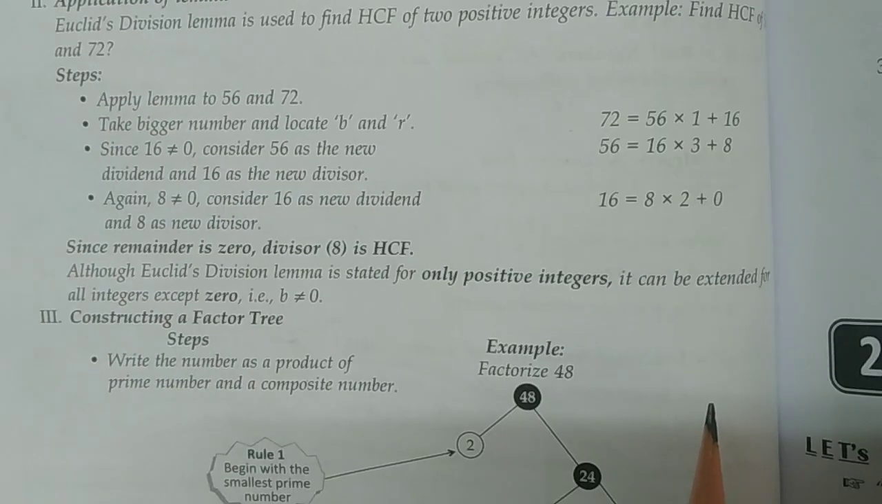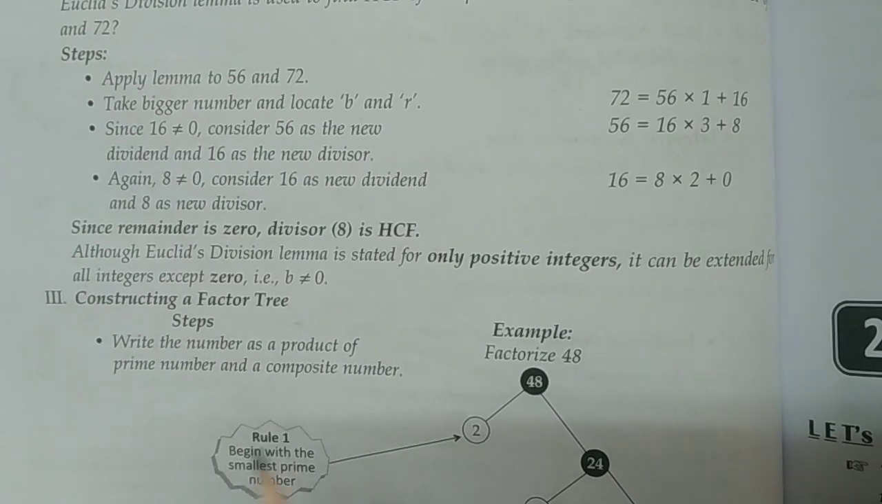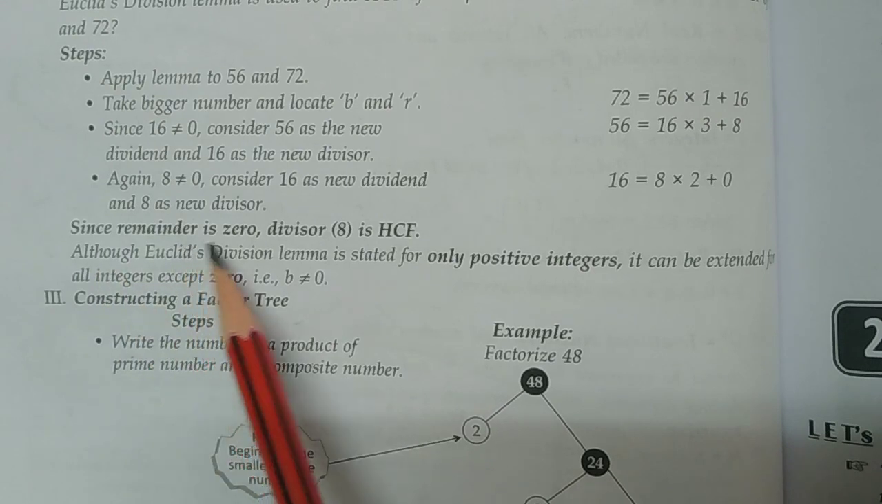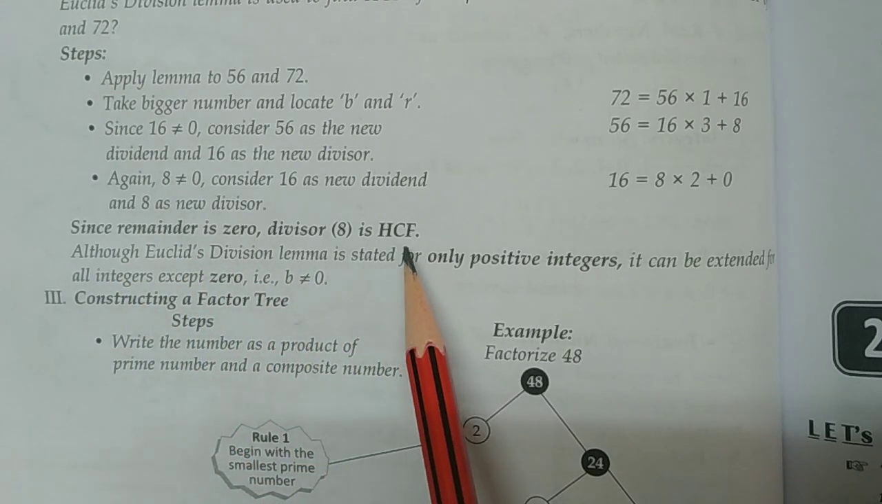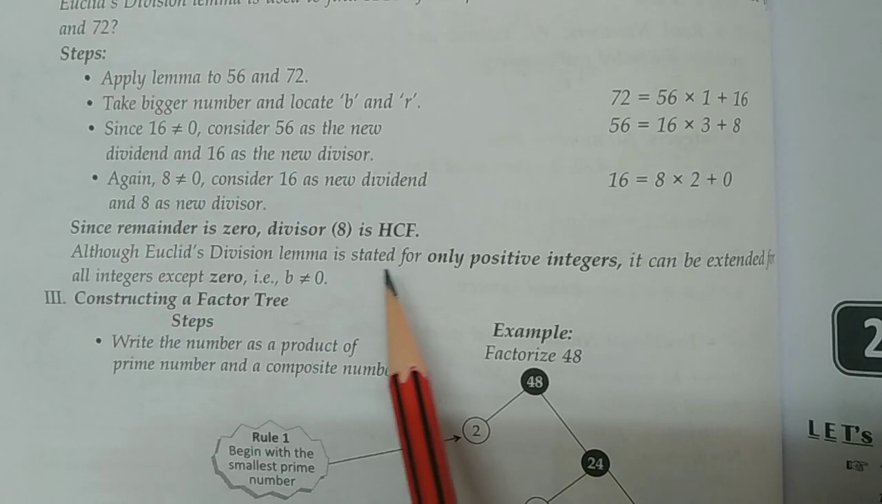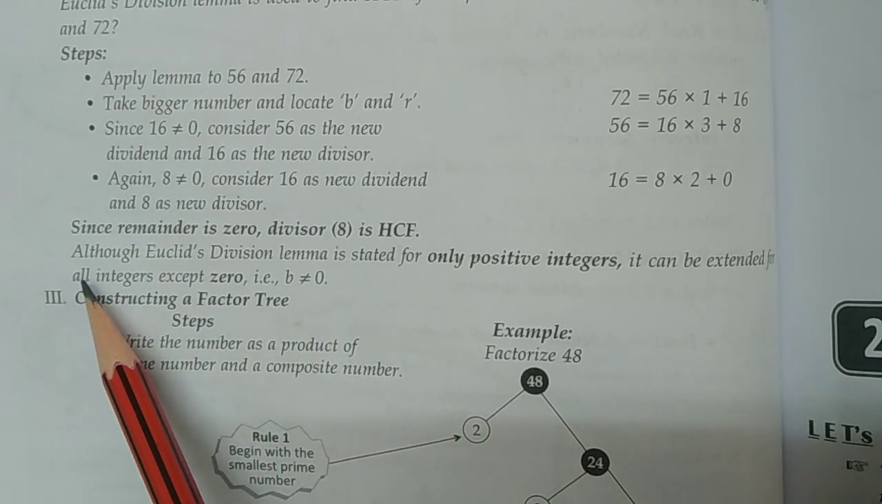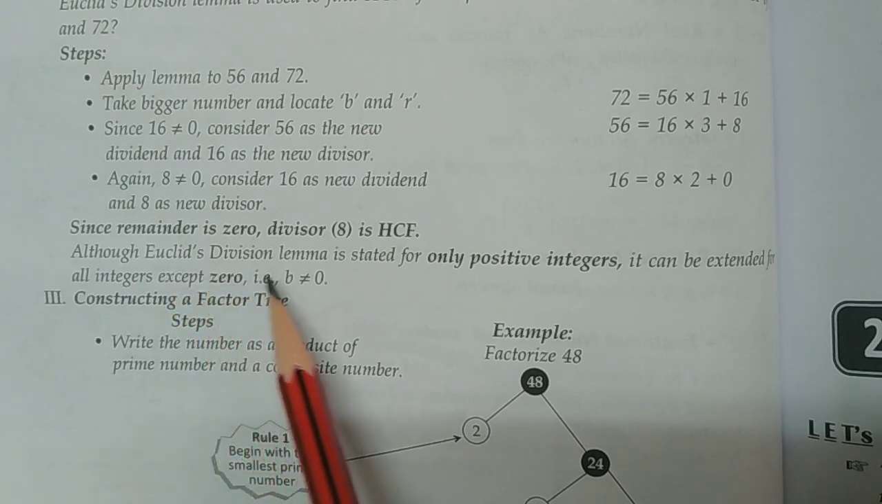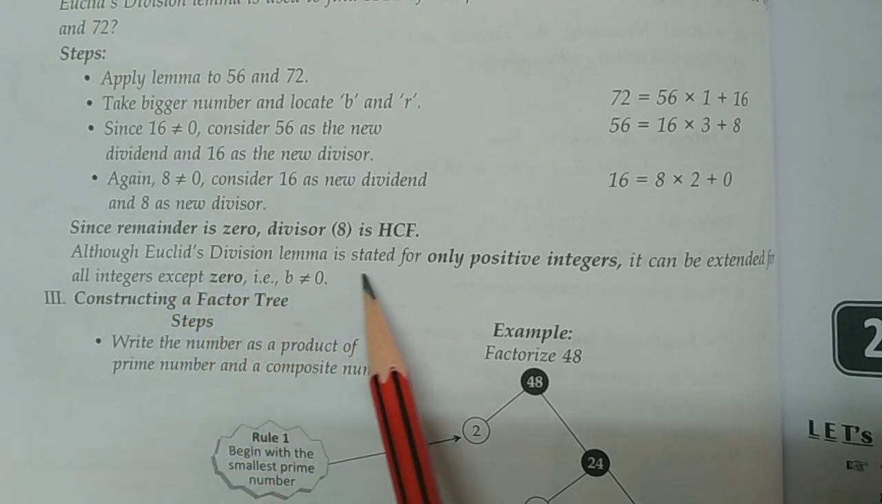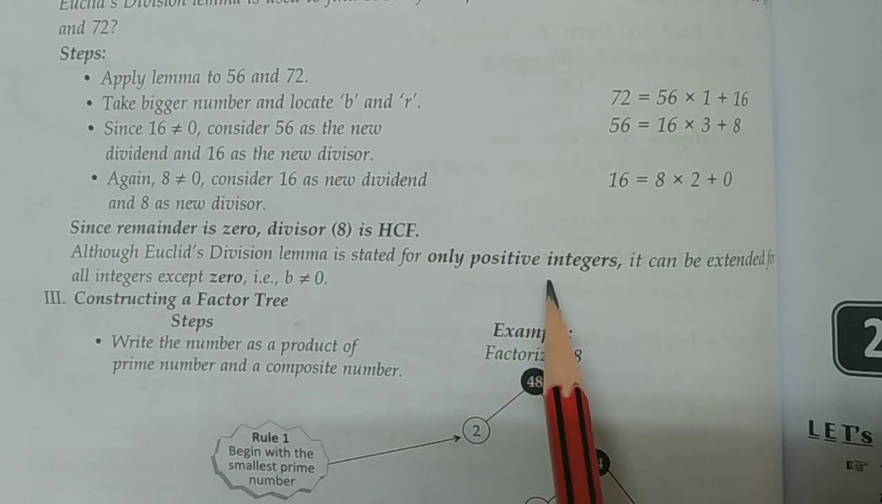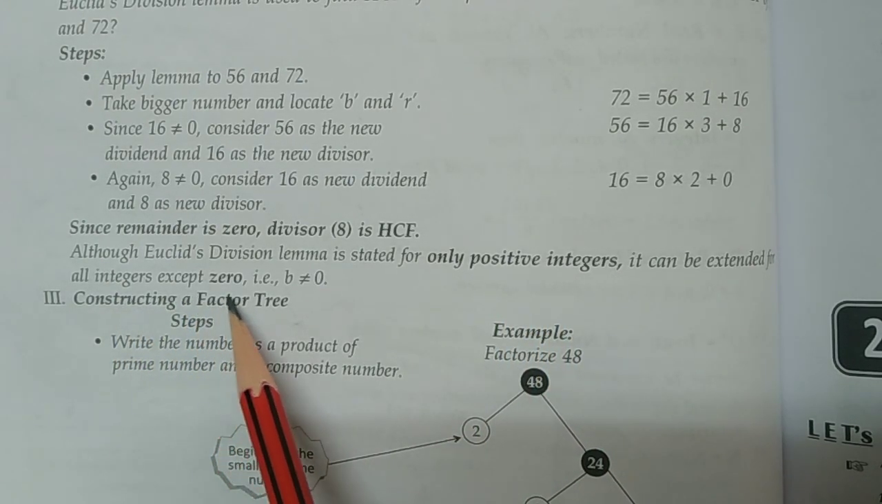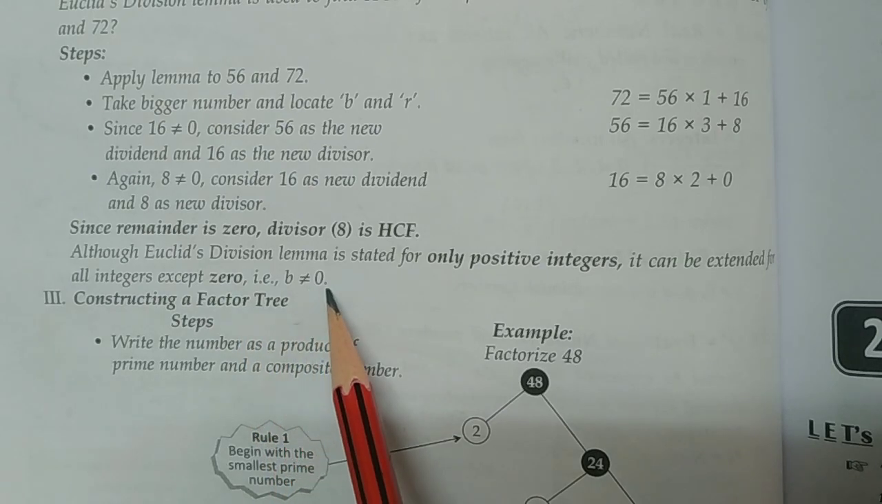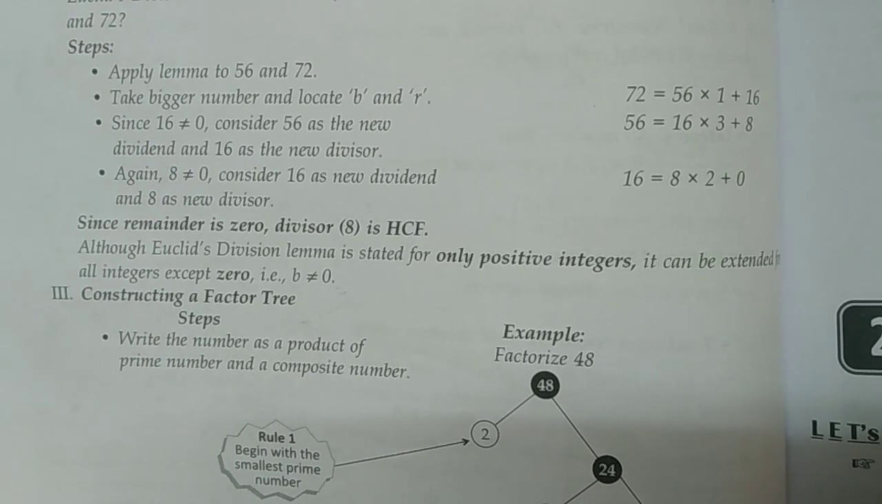Now, since the remainder is 0, the divisor 8 is the HCF. Although Euclid's division lemma is stated for only positive integers, it can be extended to all integers except 0. For example, b is not equal to 0. Getting it?